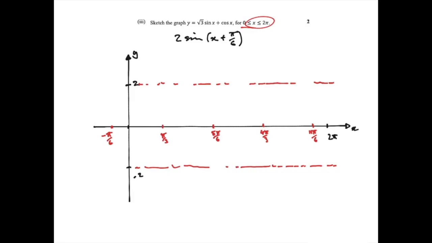I'm going to do it in blue. So it's going to start here. It's going to start at the principal axis. It's going to go up to 2, down to the principal axis. So hopefully you see my blue dots here. Down to negative 2, back to the principal axis, and it will keep following on.